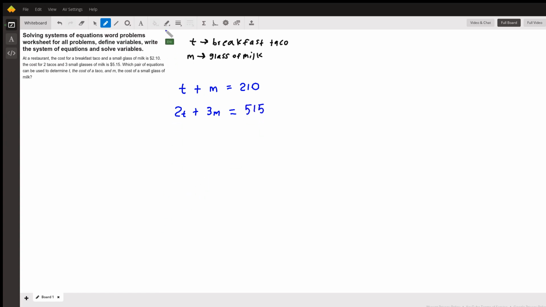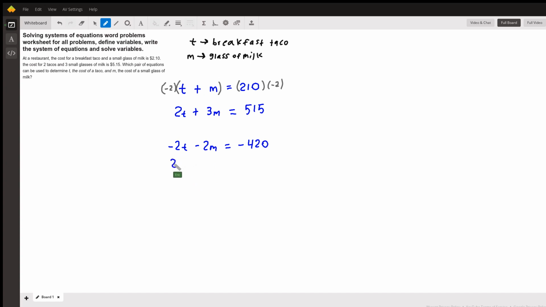Now we have a system of equations which we can solve by addition. I'm just going to multiply the top equation by -2. You could use substitution here, but addition is probably the faster method. If you like substitution, go ahead, use it. It doesn't really matter. If we distribute the -2 through both terms, we get -2t minus 2m equals -420.